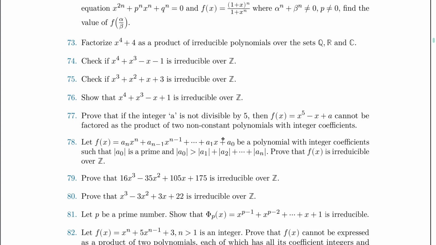Question 81 says that let P be a prime number, so that phi P of x is equal to x to the power P minus 1 plus x to the power P minus 2 and so on up to x plus 1 is irreducible.